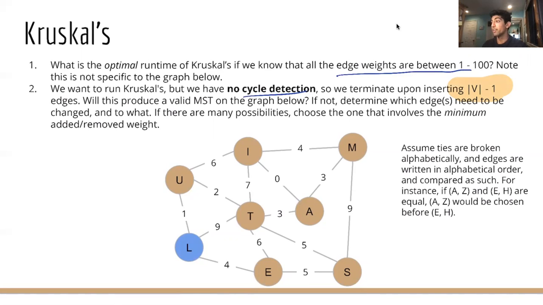If it won't work, what's the edge or edges we need to change such that it will now work? And if you guys are trying to figure out a change, find the change that's the minimum added or removed weight. Okay? And then we break ties alphabetically. Okay. Yeah, go for that one.